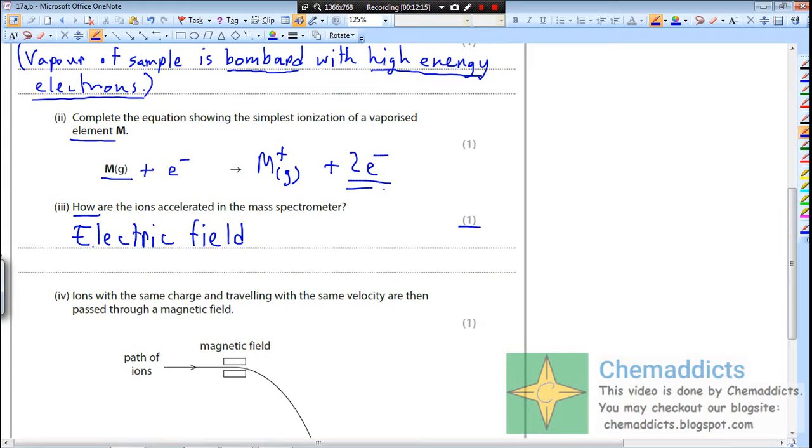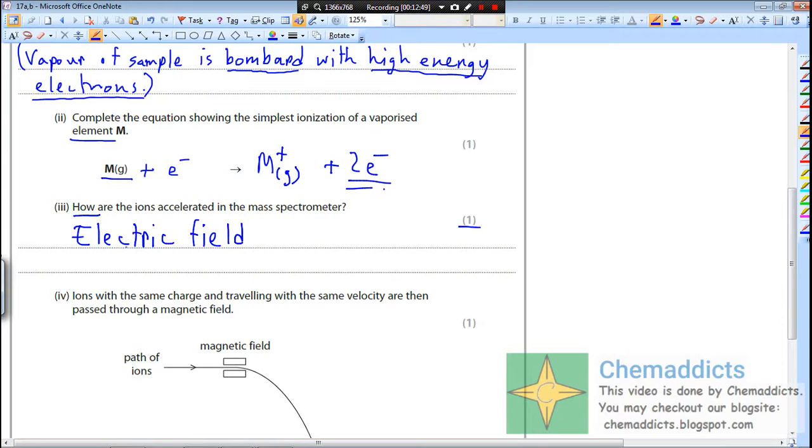Since electric field and magnetic field are two different things, we can't say electromagnetic field. Some of the students get confused with this part, and they write the answer in this way. They always try to mention electromagnetic field here. That's totally wrong. Actually the ions are accelerated in the electric field.